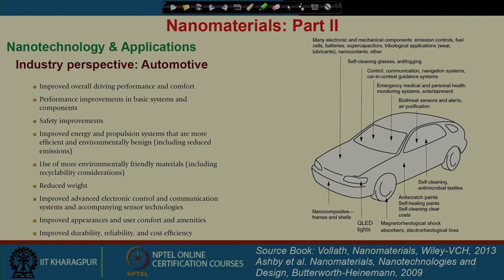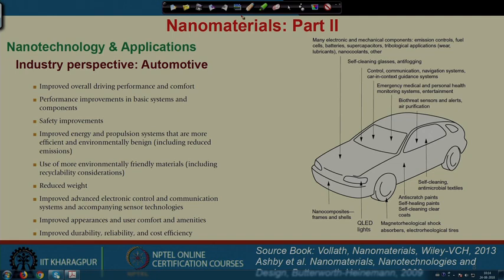Whatever different nanotechnology I have discussed, we can simply take an example of the automotive industry, which is a very wide industry today. Several components of an automobile can be replaced using nanotechnology, which is already adopted so far by the bigger companies today.